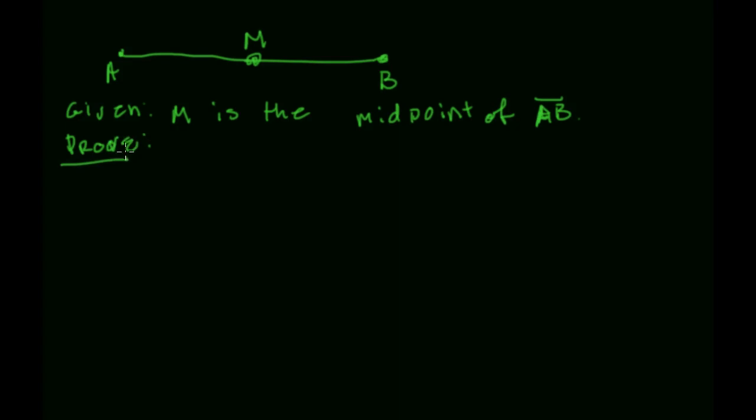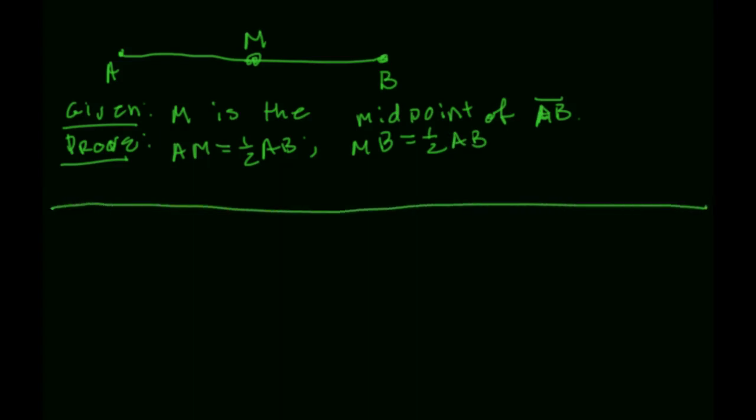The thing that we're trying to prove here is the conclusion of the theorem, the then part. So AM should be half of AB, and MB should be 1/2 of AB. So just like we did with algebraic proof, we're going to build a structure that has two columns here. And one is going to be a statements column, and the other one will be a reasons column.